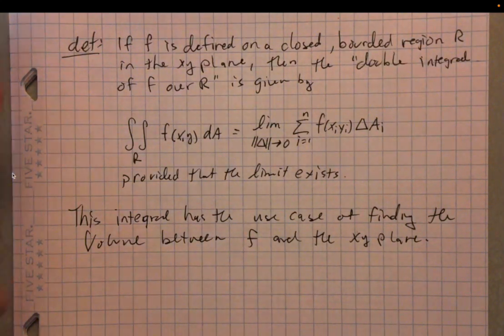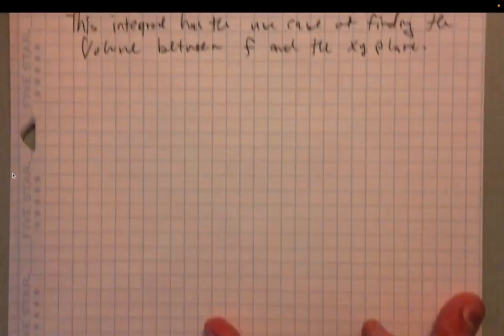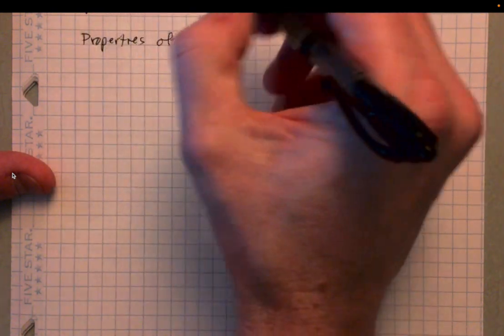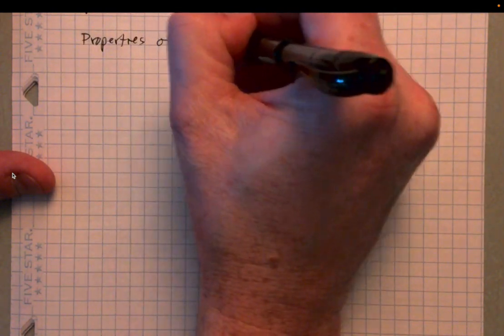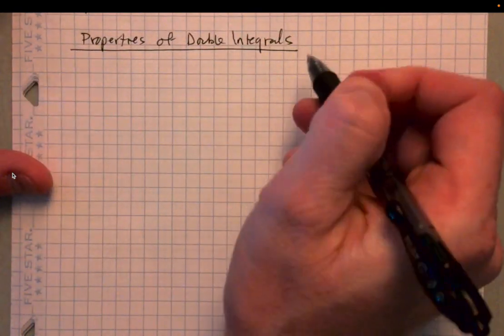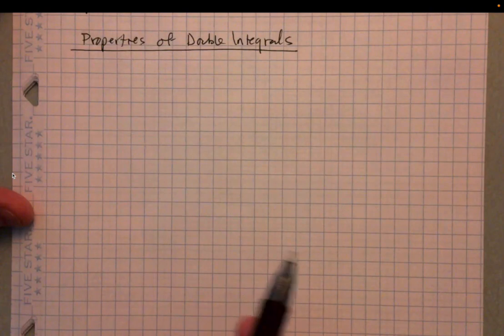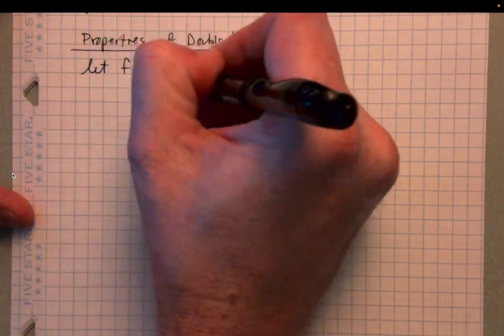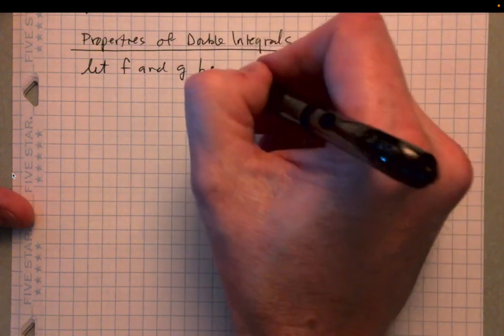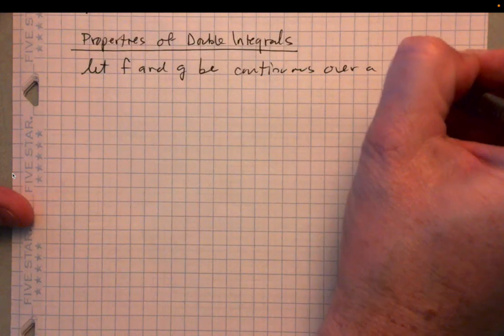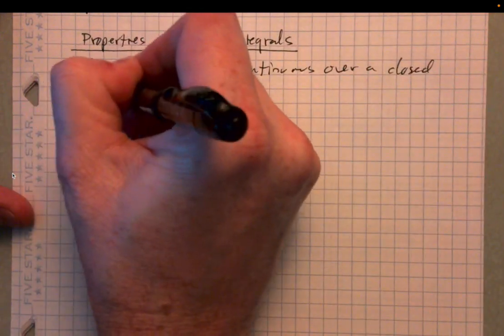Before we do that, we're going to run the obligatory properties theorem past everybody here. So, properties of double integrals, right? And you've got to do these. A lot of this will come up as we're trying to do some of the evaluations. So let f and g be continuous over a closed interval.